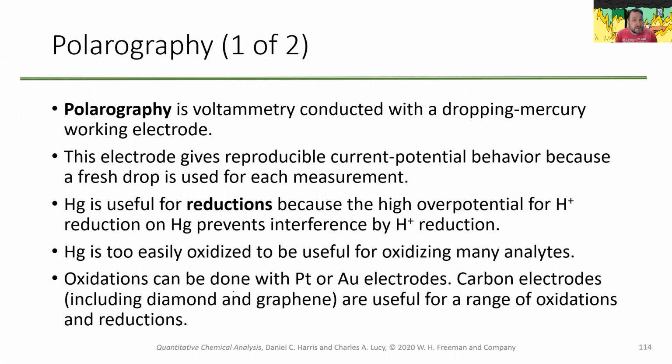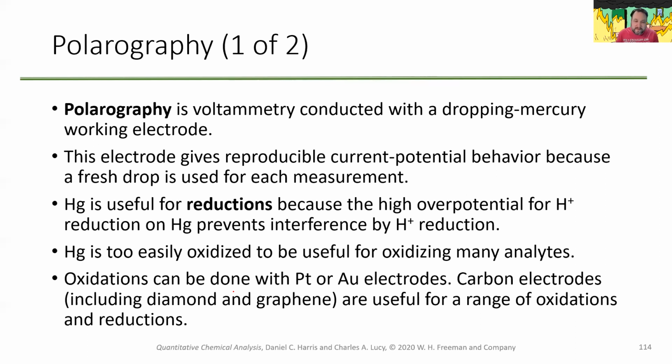It's useful for reductions because the high overpotential for H+ reduction on mercury prevents interference by H+ reduction. Right? So platinum is a good catalytic surface for reduction of H+, whereas mercury is not a catalytic surface for that. So you've got to apply more oomph to get into the problem of water electrolysis. Mercury is too easily oxidized to be useful for oxidizing many analytes. So the con is that on the other side of it, it's easy to oxidize the mercury.